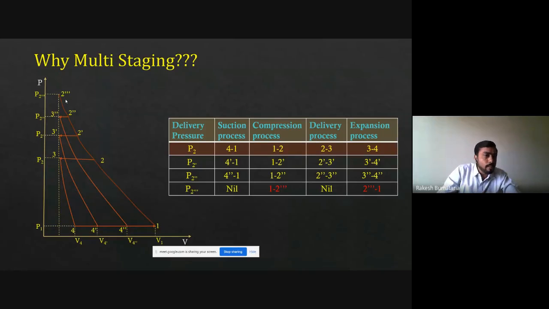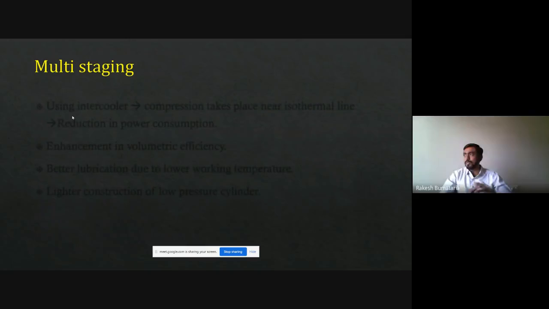In this example, we can only produce 8 bar, or 10 bar pressure, using a single stage reciprocating compressor. We cannot go beyond 10 bar pressure. Then what can we do if we need more than 10 bar pressure? We definitely need to go beyond this single stage reciprocating mechanism. That's known as multi-staging. But apart from this limitation, there are a few advantages of multi-staging also.